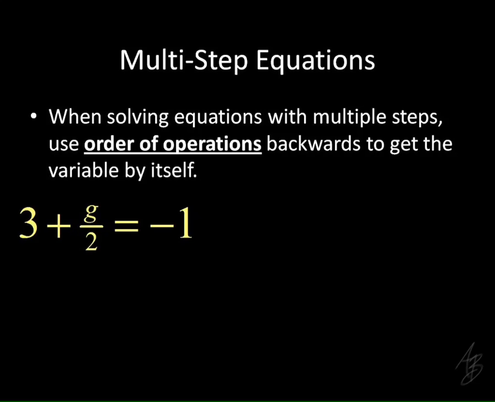When you're solving equations with multiple steps, with more than one step, you want to use order of operations backwards. So you're going to use the order of operations, but you're going to use it backwards to get the variable by itself. So this is just another example here that I put up there so I can explain what we're doing. Like I said, we're not going to do any more examples today. But if I want to get the g by itself here, if I were doing order of operations, I would do g divided by 2 first, and then I would add the 3. So if I did the order of operations backwards, I would get rid of the 3 first, and then get rid of the 2. Does that make sense? Okay.